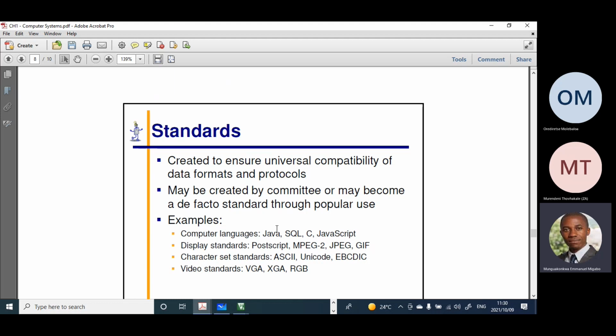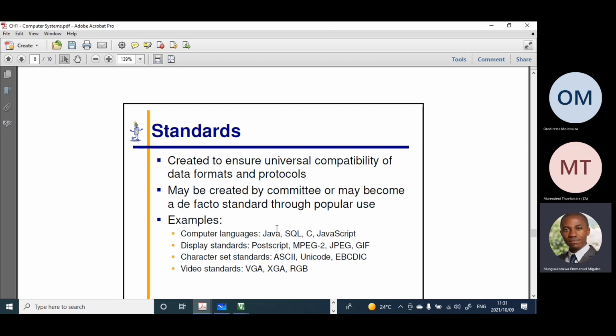Now, when it comes to standards, the concept of standards in computer systems is directly linked to the concept of protocols, with a bit of nuance, in the sense that standards are created to ensure universal compatibility. It's a much broader concept than just protocols, in the sense that standards are also applicable to hardware.